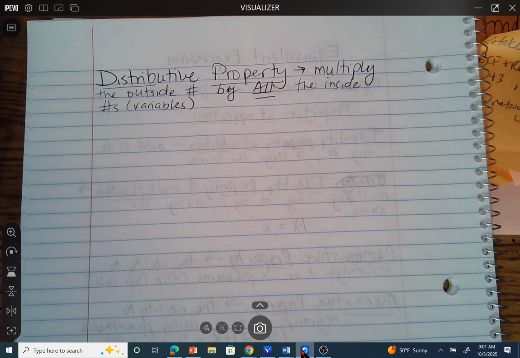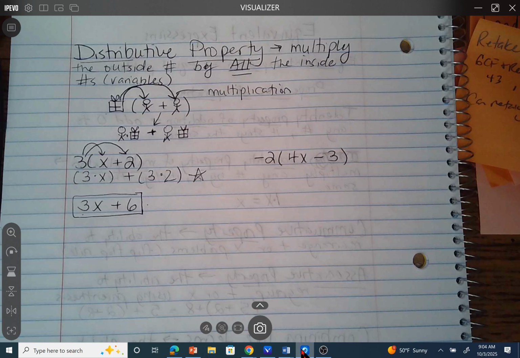So if you have like -2 and then parentheses 4x minus 3. Inside that is going to be a plus or a minus, because we're separating these into terms. My biggest piece of advice, take it, leave it, is to KCC any subtraction. The reason why we KCC it is because it helps you multiply them better.